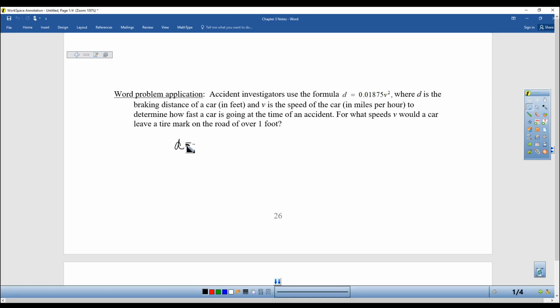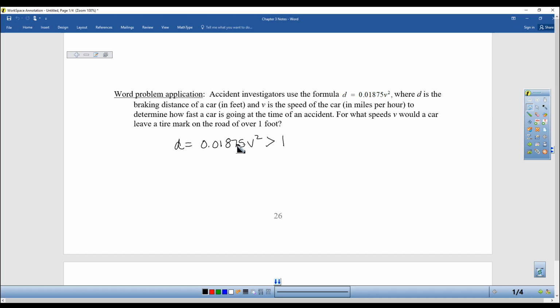So let's start by writing down our equation. D is equal to 0.01875 v squared. So in other words, if they know the velocity of the car, they can square it, multiply by this number, and tell you how long it's going to take for it to break. However, the accident investigators are doing it backwards. They're looking at the distance that it took to break by looking at the tire mark on the road, and then they're going backwards to figure out the velocity. So we want to know what velocity would create this distance to be greater than 1 foot.